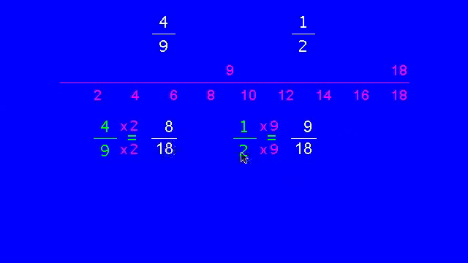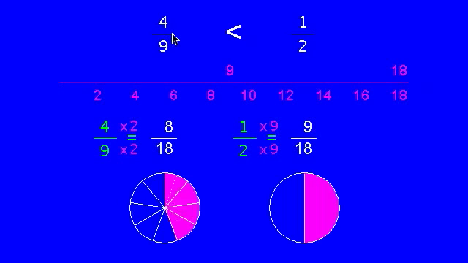So when you add or subtract, the size of the pieces doesn't change. But here, if we're comparing these, since they're the same size pieces now, 9 is better than 8, and since 9/18 is 1/2, 1/2 is greater than 4/9. So here we start out with 1, 2, 3, 4 out of 9. If we double the number of pieces, we get 8 out of 18. Here we start out with 1 piece out of 2. If we cut each into 9, we get 9 out of 18.